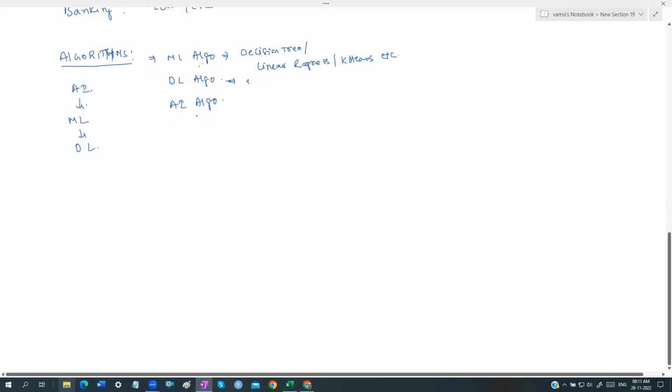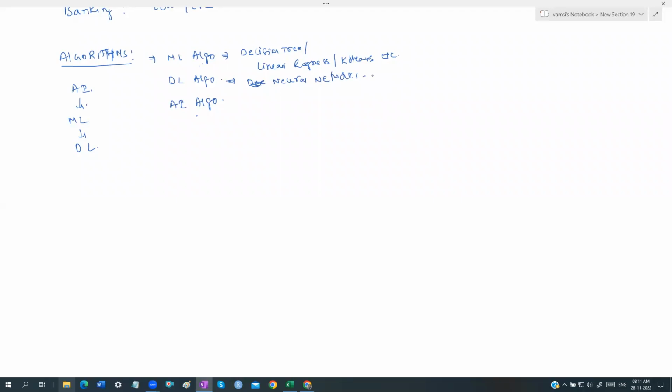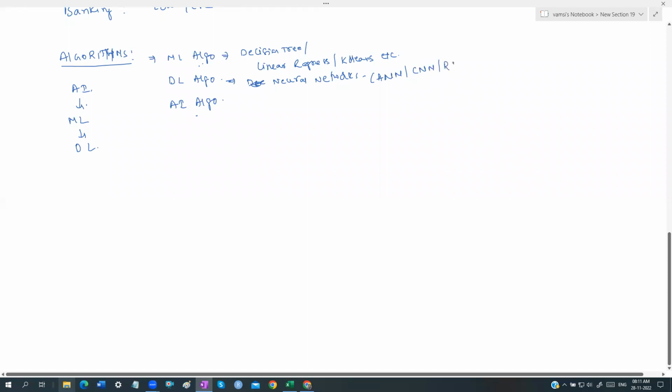Coming to DL, what we use are complicated networks, which we call neural networks. We are going to learn about them, guys. Again, in neural networks we have different types. We have artificial neural networks, convolutional neural networks, recurrent neural networks, RNNs, etc.